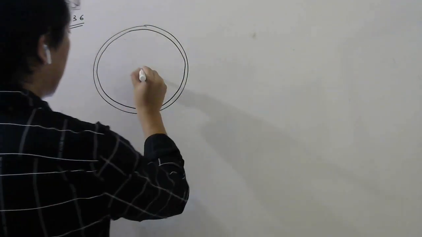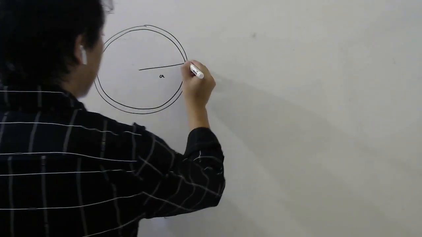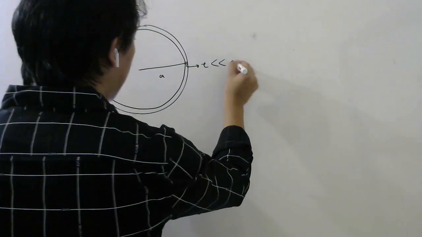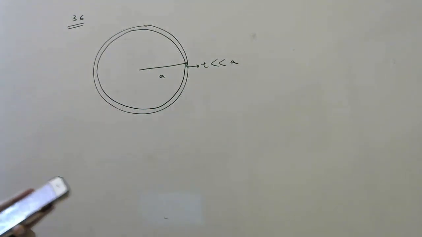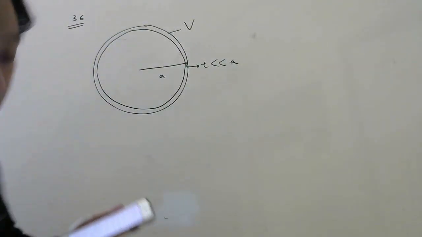Okay. So the radius is A and the thickness is very small. This thickness is T, very small compared to A, but not zero. The bubble has a potential capital V.